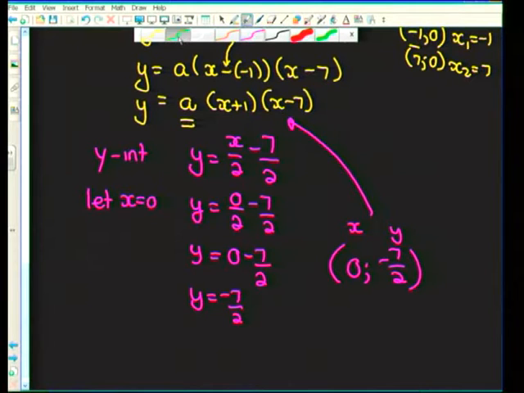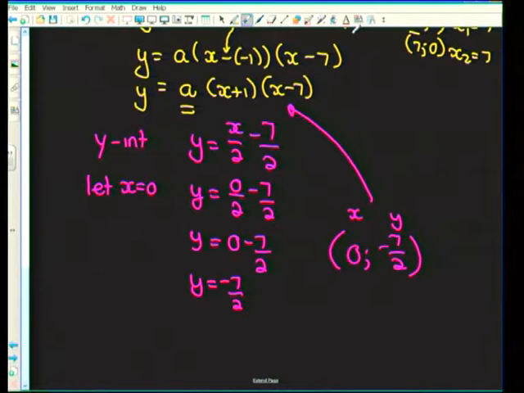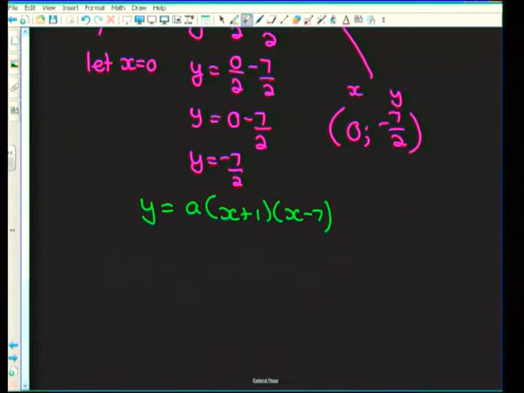So right, let's get another color. I love these colors. It livens the whole thing up. So let's have a look at it. It's going to be y equals a(x plus 1)(x minus 7), and we are going to use this coordinate. So we're going to say minus 7 over 2 equals a. Where there's an x, we're going to replace it with a 0. And we're now going to solve.